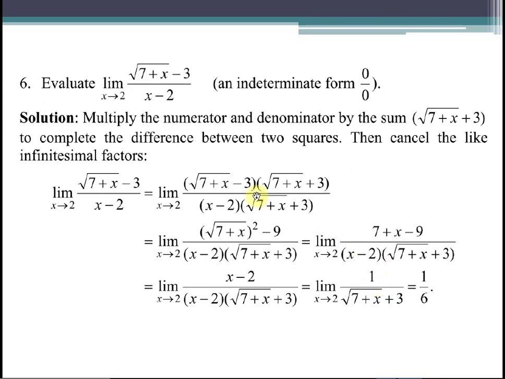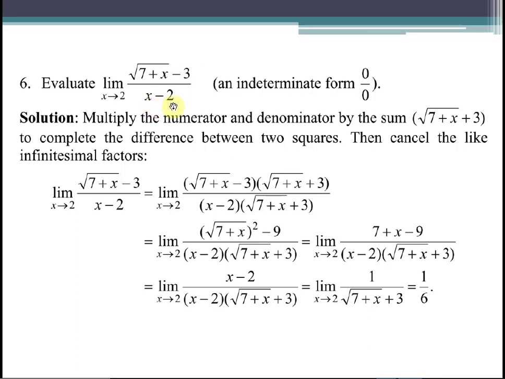And the next one, number 6, evaluate the following limit. Here we have indeterminate form 0 over 0. However, if we put 2 instead of x, we have 9. Square root of 9 is 3. 3 minus 3 is 0. And 2 minus 2 is also 0.